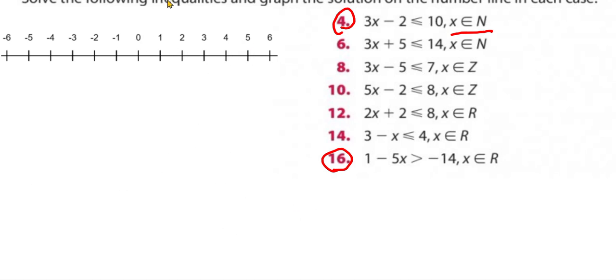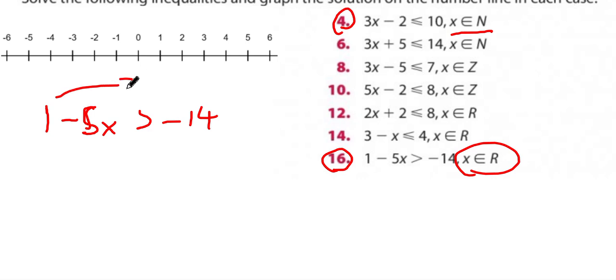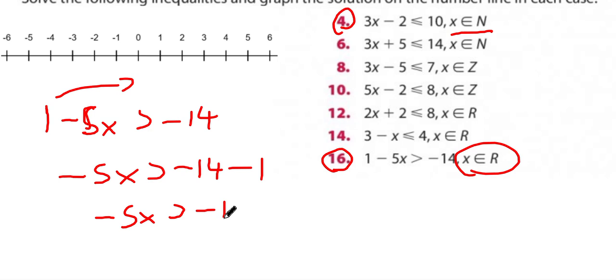First of all, with question 16, it's element R. And what does element R mean? Every number between, yeah, so it's going to be a line, yeah? Okay, now here's what we're going to do. I'm going to say 1 minus 5x greater than minus 14. I'm going to bring the 1 to the other side. And what happens when I bring the 1 to the other side? Minus 14, minus 1. Minus 5x greater than minus 15.